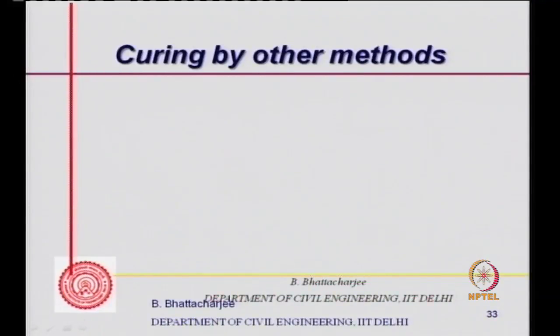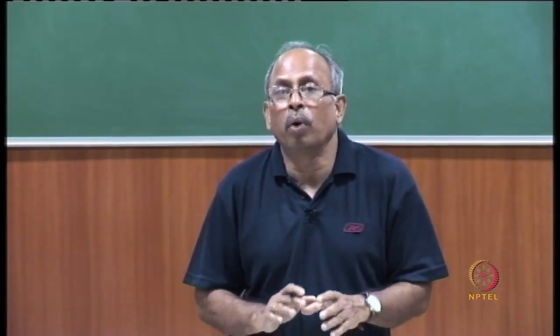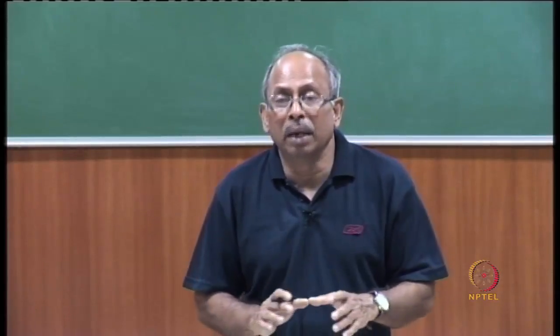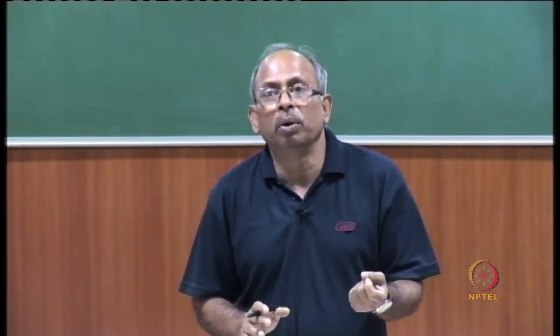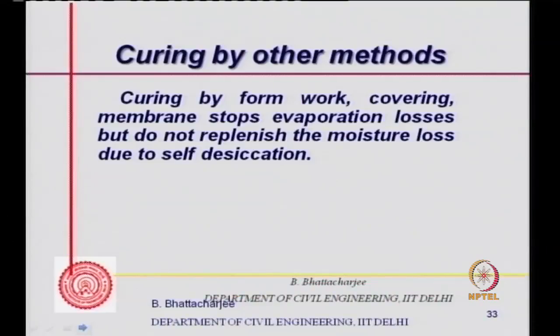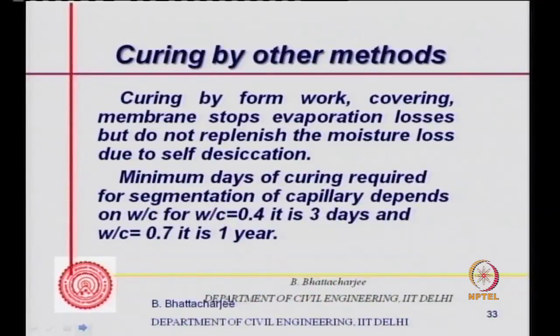For example, you can do ponding on slabs or horizontal members, particularly large horizontal members. But you can't do it on columns. Curing by form covering or membrane, of course, stops evaporation, which I said, but does not replenish the moisture loss due to self-desiccation. That's a problem.